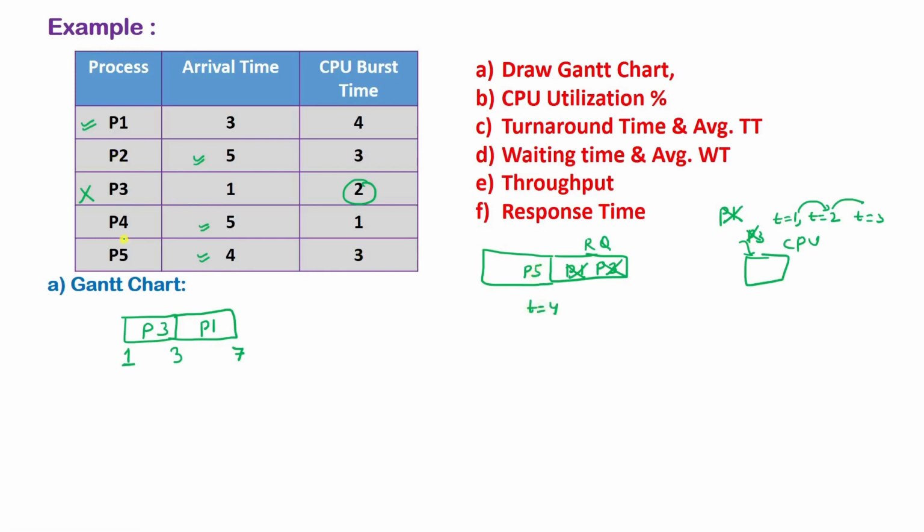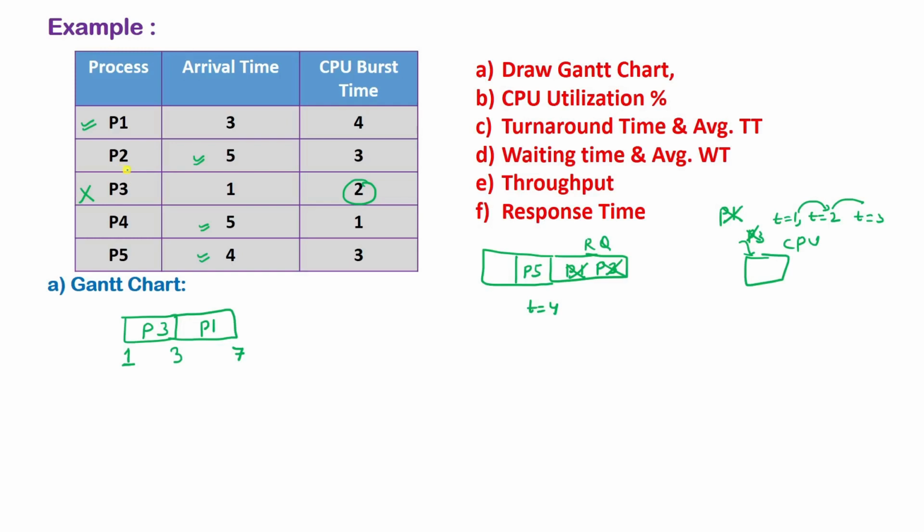Then P2 and P4 both arrive at the same time. So what will be the order of the processes inside this ready queue according to the FCFS algorithm? As I said in the previous video also, the FCFS algorithm says that if two processes are coming at the same time, then you have to break the tie based on their PIDs, process IDs.